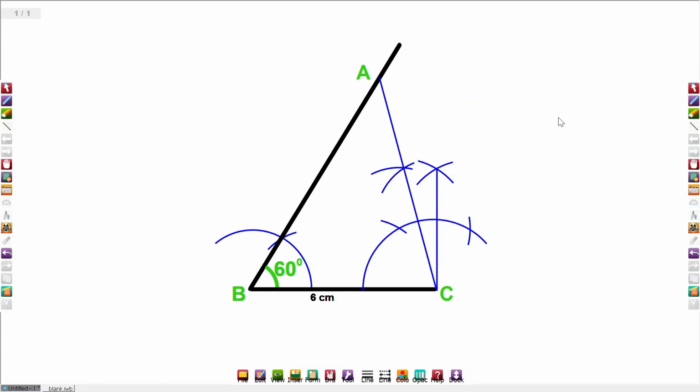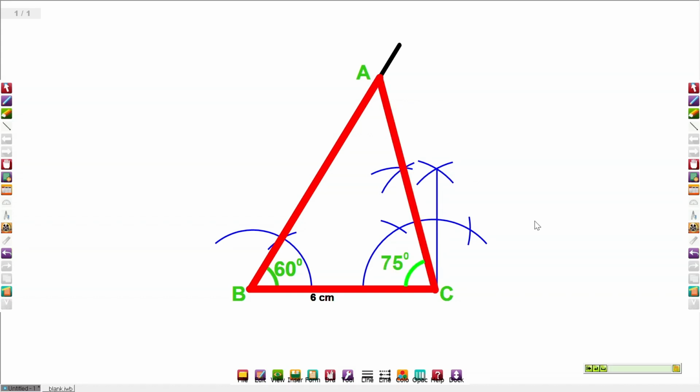Label the intersection point of those two line segments as A and we obtain triangle ABC with angle B measuring 60 degrees and side BC measuring 6 centimeters and angle C measuring 75 degrees. Once again, angle B equals 60 degrees, BC equals 6 centimeters, and angle C equals 75 degrees.